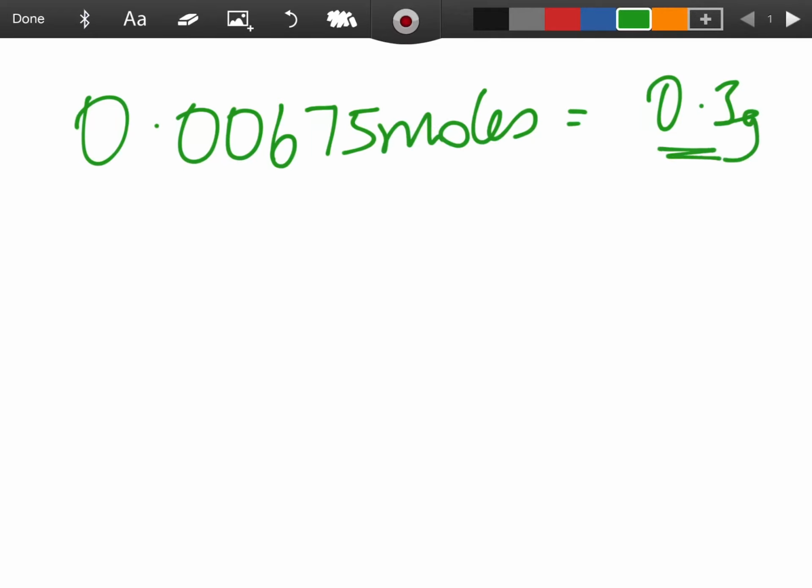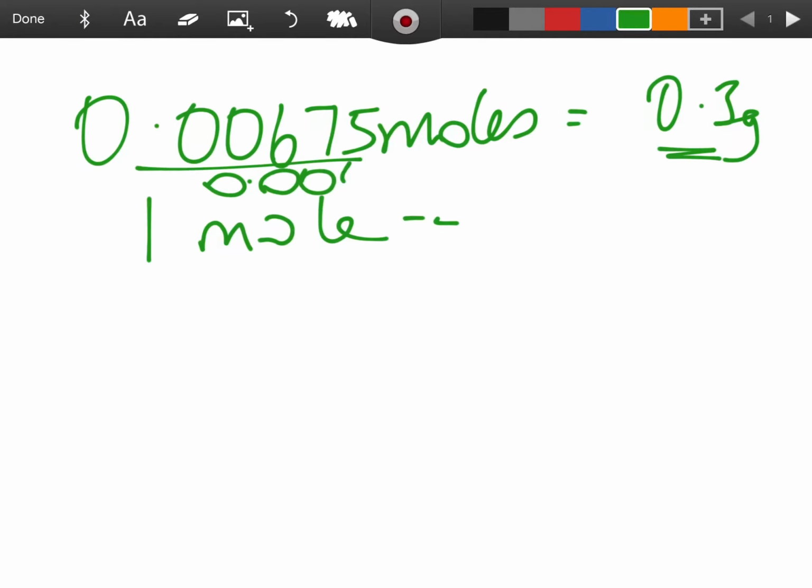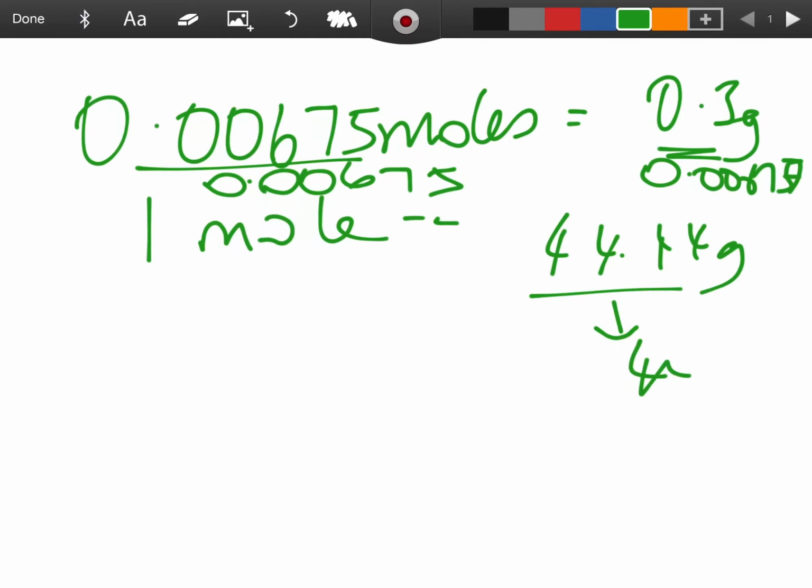You were told in the question that it has a mass of 0.3 grams. So what would the mass of 1 mole be, which is what you're asked to calculate? You have to divide this side, okay? And then you'd also have to divide that side by 0.00675. And when you do that, you're getting 44.44 grams, but they asked you for the nearest whole number, so it's 44 grams, okay?